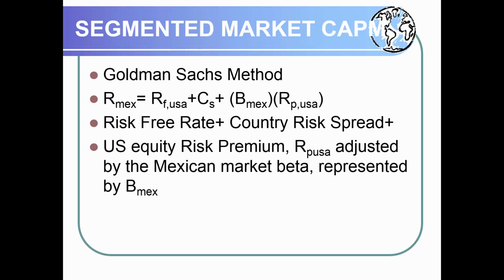And what do we see here? The return of a stock, or the return of an investment in Mexico, is given by the risk-free rate in the US plus the country spread plus the beta of Mexico times the risk premium in the US. So what we have here is the risk-free rate plus the country risk spread plus the US equity risk premium times the market risk premium US, adjusted by the Mexican market beta represented by the beta of Mexico.